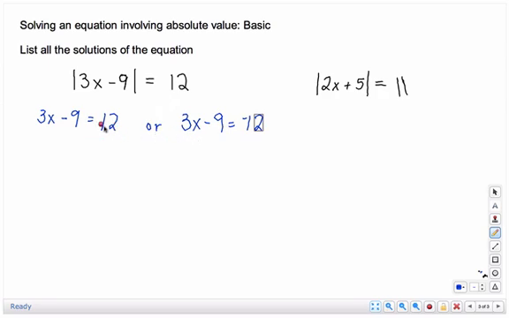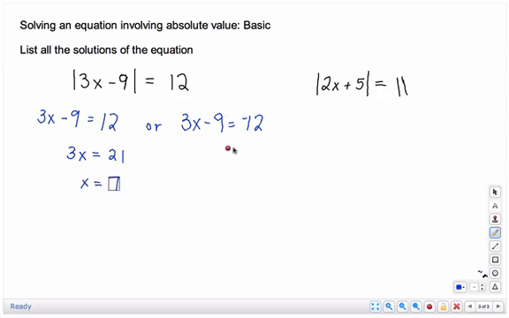For the first one, we solve this just like we normally would. We add 9 to both sides. This gives us 3x equals 21. You divide both sides by 3, and get x equals 7.